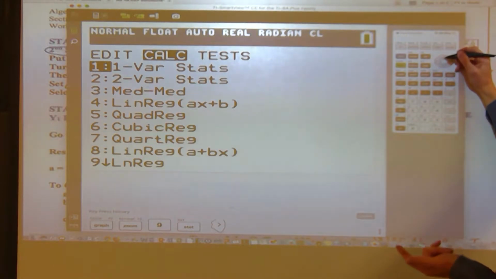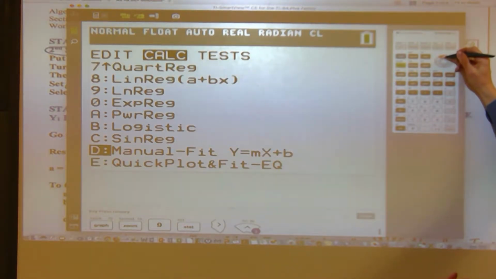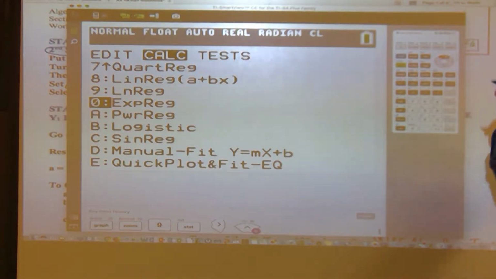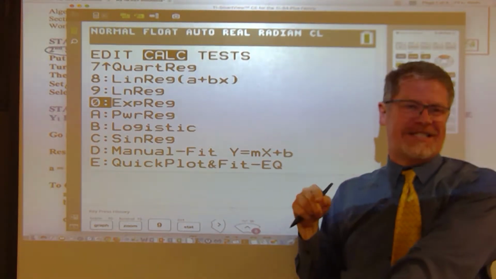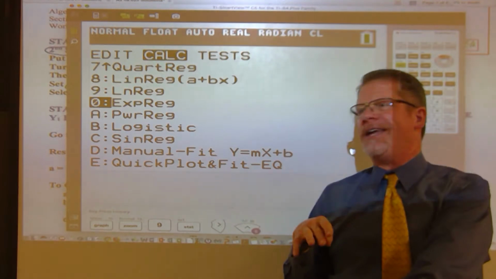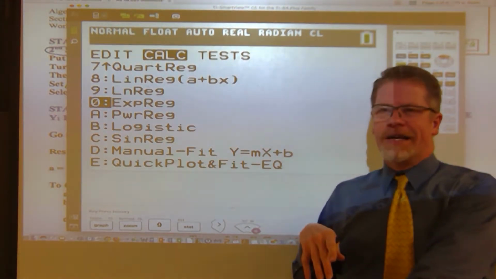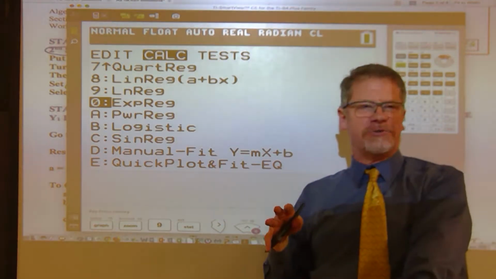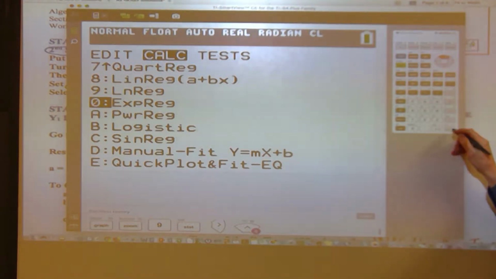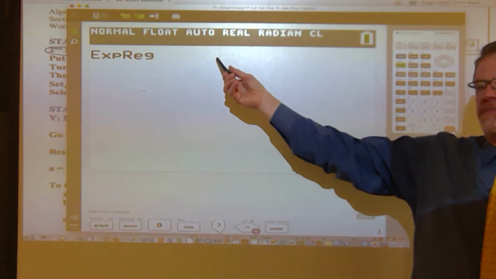What am I expecting you to do? Scroll all the way down to item 0? No, press up arrow and that wraps around to the bottom. That's a faster way to get it. Or just hit 0 on the keyboard. It'll take you right there. Just stat calc 0 is what we say in the industry. So that should bring this up to your home screen.